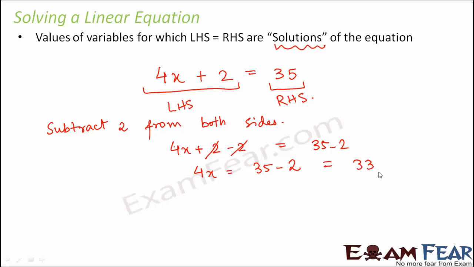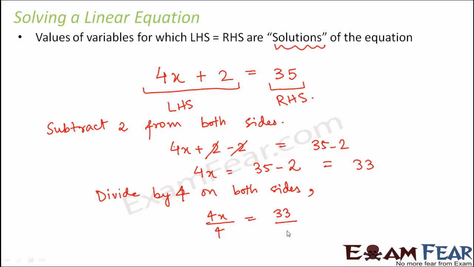So we got the value of 4x, but we want the value of x. So for that what we can do is divide by 4 on both sides. Again, when we are dividing on both sides, the equality is maintained. So 4x by 4 is equal to 33 by 4. Therefore x is equal to 33 by 4. So we are able to find out the value of x for which this equation holds true. So x is equal to 33 by 4 is the solution for this linear equation.